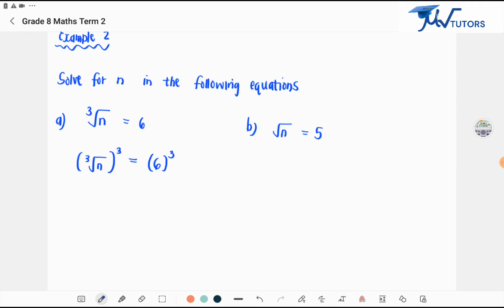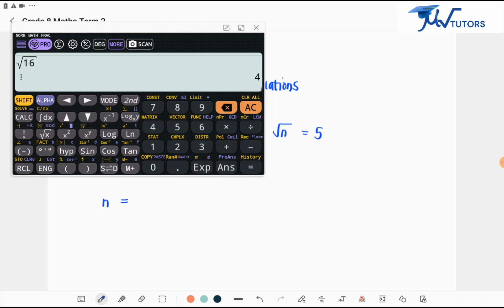So the cube root and the cube cancel each other out. We're left with n. And what is 6 cubed? 6 times 6 times 6 is 216. Or we could have just said 6 cubed. There we go.